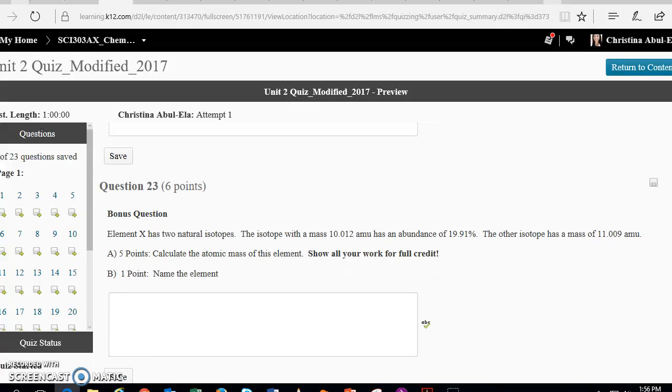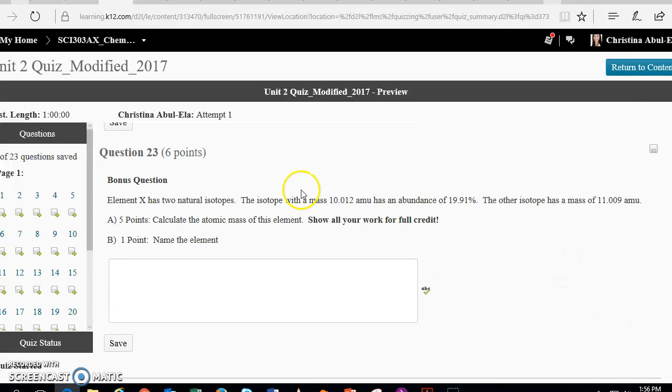That brings us to our last question, which is a bonus question. It is worth a bonus of 6 points and is optional. It says element X has two natural isotopes. The isotope with a mass of 10.012 AMUs, or atomic mass units, has an abundance of 19.91%. The other isotope has a mass of 11.009 atomic mass units. Part A, for 5 points, calculate the atomic mass of this element, show all of your work for full credit. And Part B, worth 1 point, name the element.